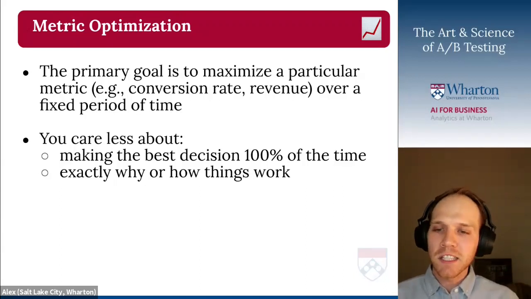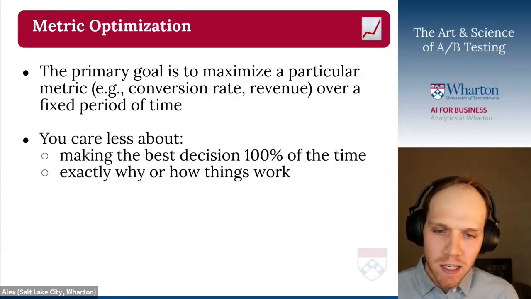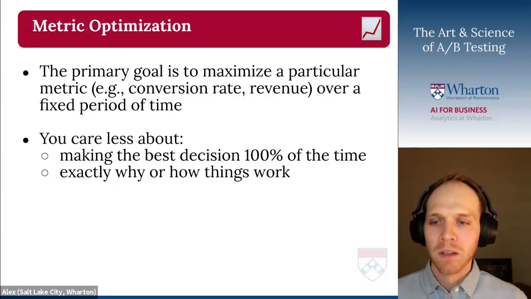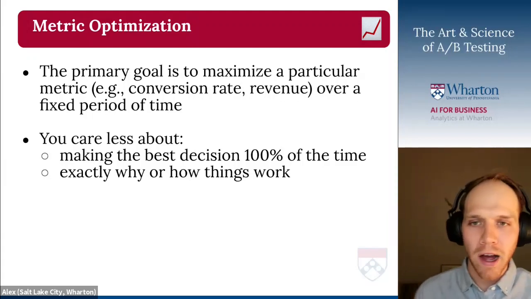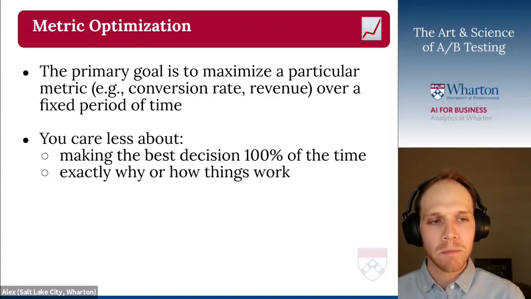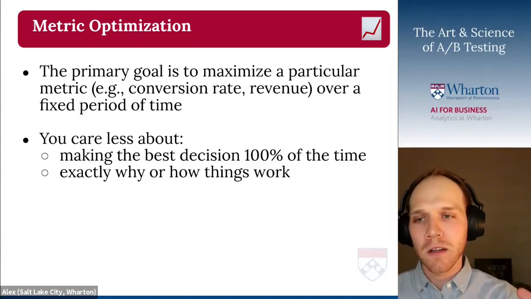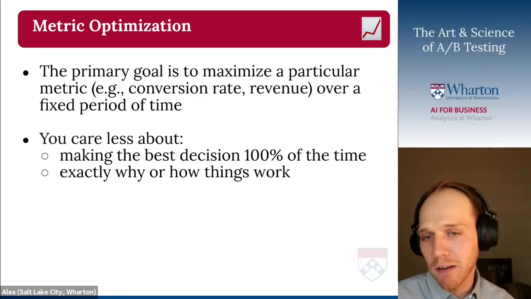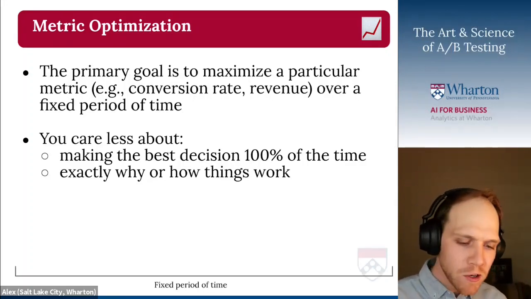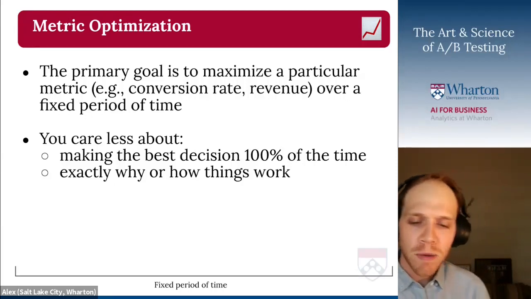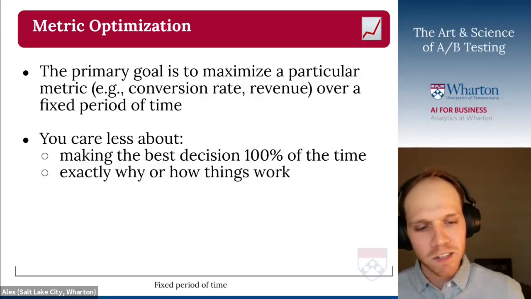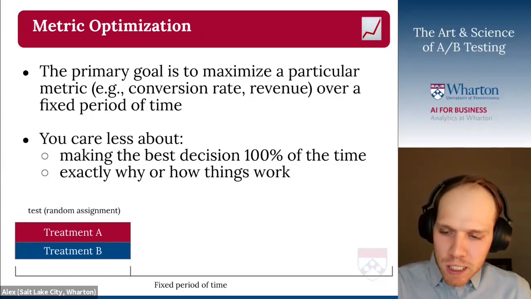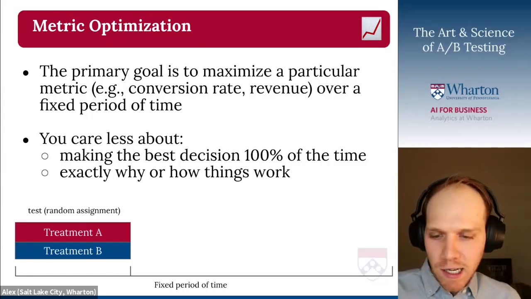And in this situation, you care less about making the exact right decision 100% of the time. You care less about knowing exactly why or how things work, because fundamentally the number one priority is that you're maximizing profits over time. And the way you can think about this paradigm is, imagine you have some fixed period of time where you're trying to maximize your profits. What you can do is run an experiment for some portion of that time.